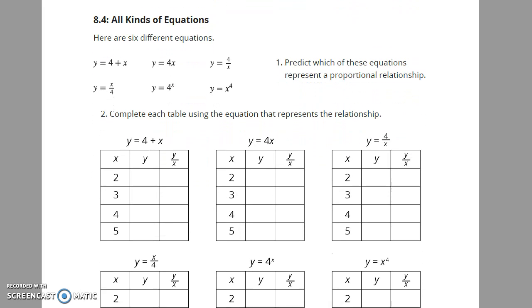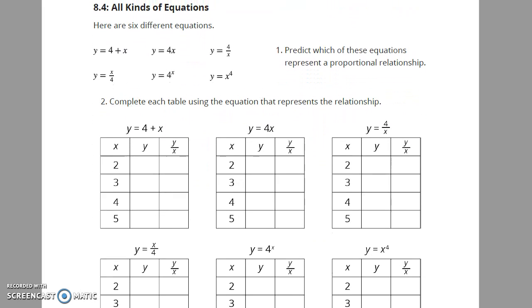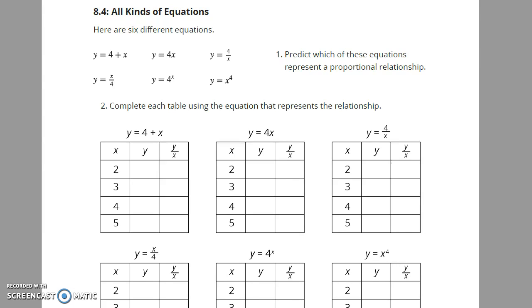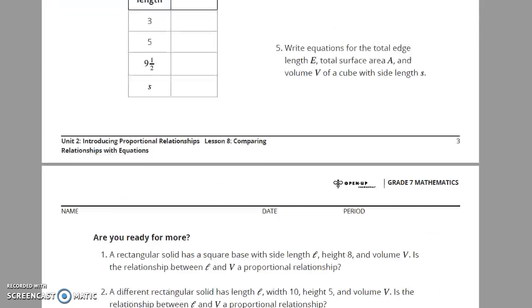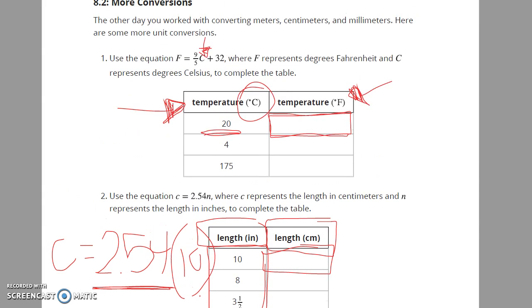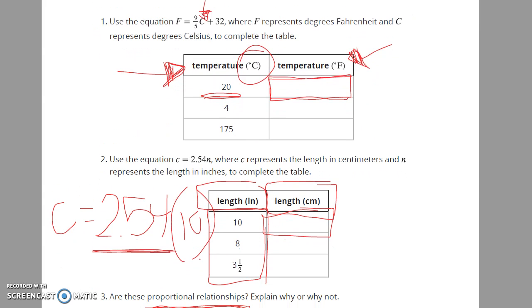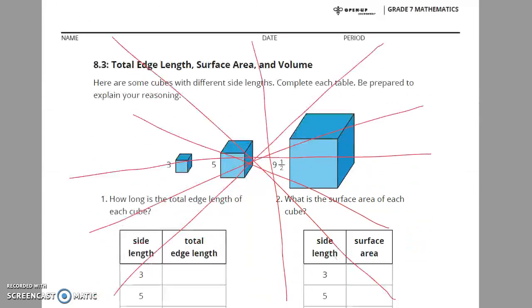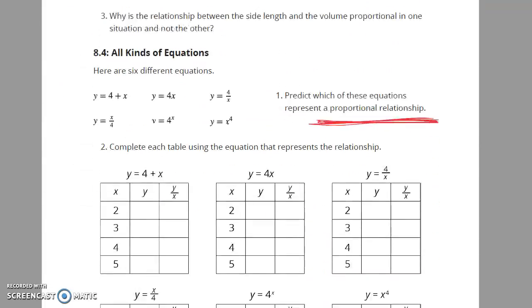All right, here is 8.4, all kinds of equations. Here are 6 different equations, okay? Predict which of these equations represents a proportional relationship. Remember what you learned from the last question up here. Remember what you saw in the pattern between what was a proportional relationship and which one was not. Okay, let's go on down here.